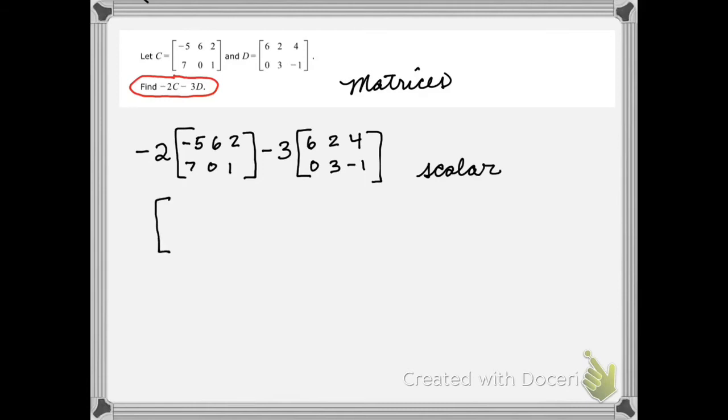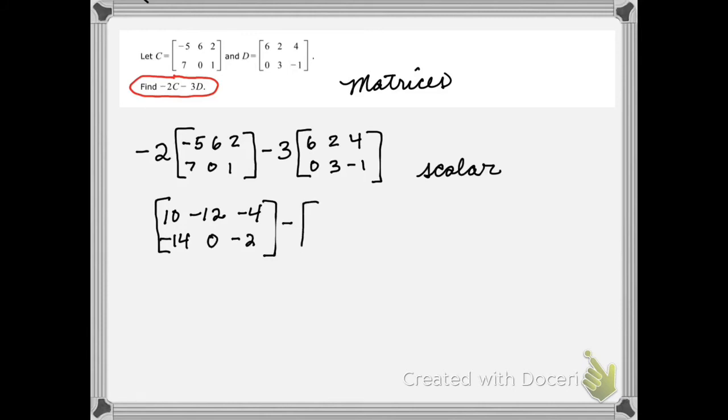So I'm going to do negative 2 times negative 5, and that'll be 10. And then I'm going to do negative 2 times 6. That would be negative 12. And then negative 2 times 2 is going to be negative 4. And we'll continue with that pattern. Negative 2 times 7 is negative 14, negative 2 times 0 is 0, and negative 2 times 1 is negative 2.